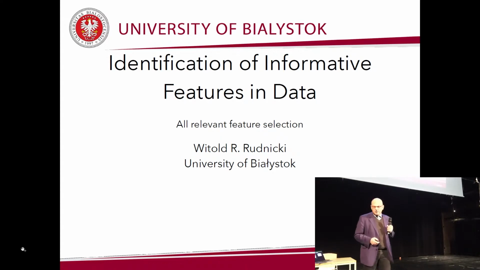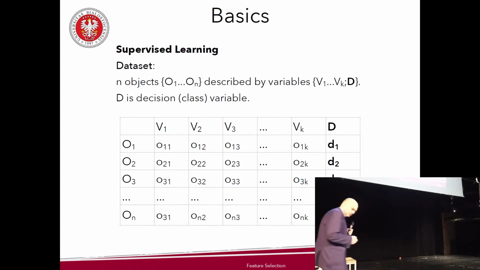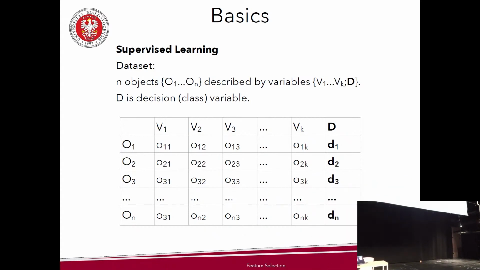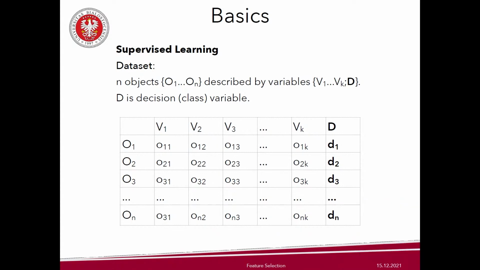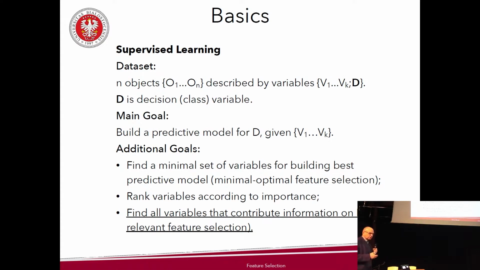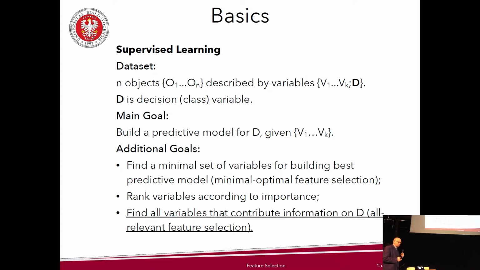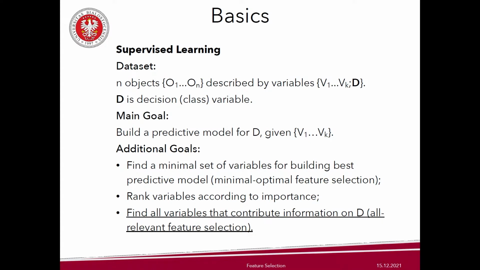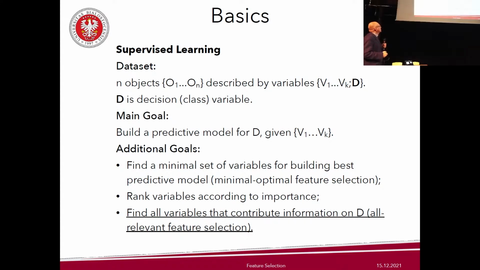So I will start with a very short introduction about supervised learning. This is how I see it, not necessarily very general. We have a data set. There are several objects that are described with variables, and there is a special variable called the decision variable, or class variable, and we want to build a model that predicts this variable. This general goal, to make the predictive model, is the main one, but we can have some additional goals. For example, finding the minimal set of variables for building the best models, or we can rank variables, or we can find all variables that contribute information on the decision.